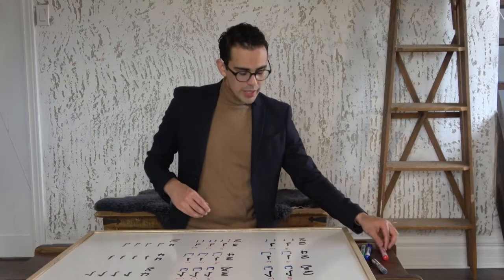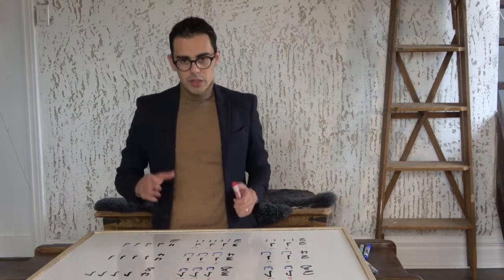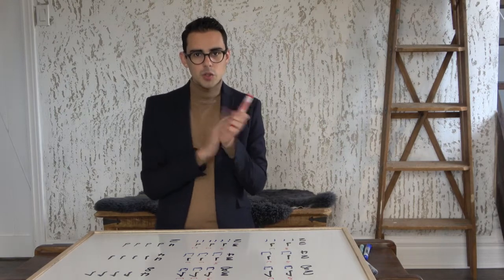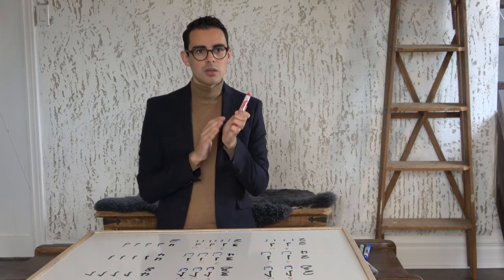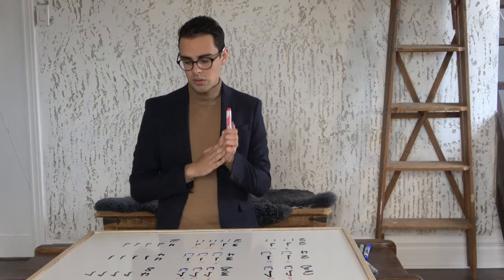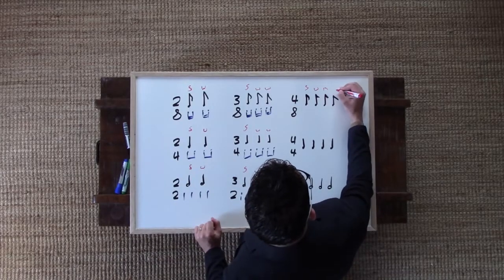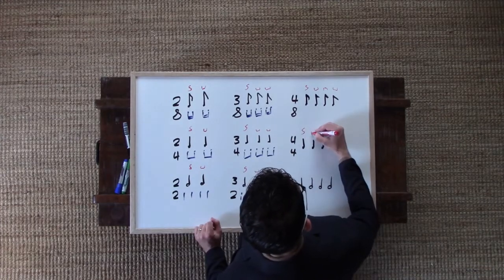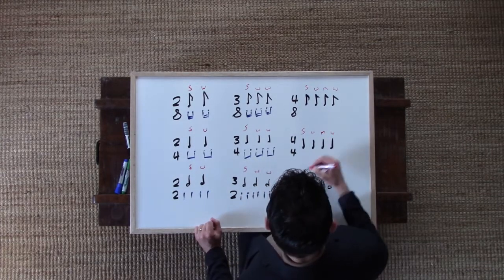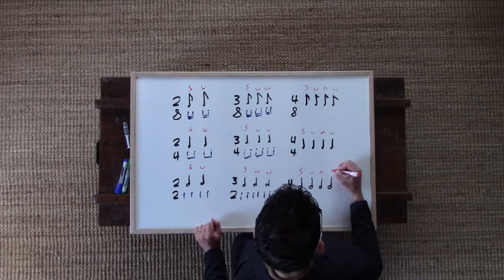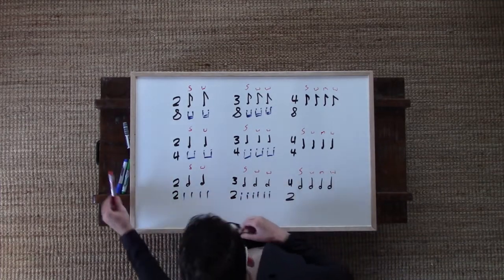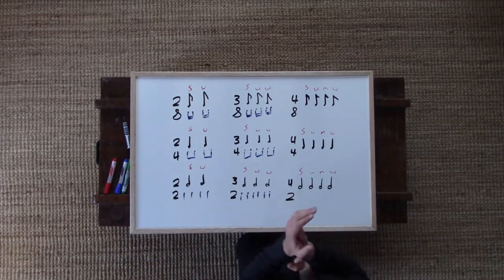Okay? And the beat emphasis for 4/8 time is strong, weak, medium, weak. Strong, weak, medium, weak. Strong, weak, medium, weak.